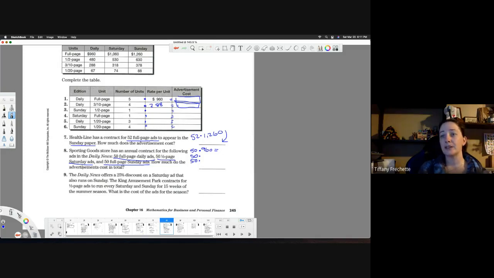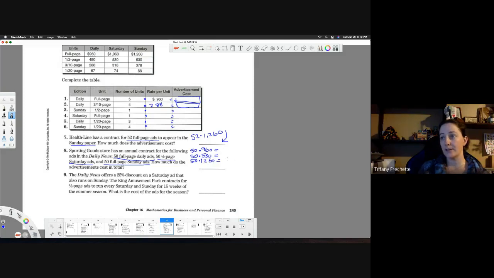50 half page Saturday ads. So we're going to go to the Saturday column, and we're going to go to the half page row here. So $5.30. We're going to multiply by 50, and that'll tell us how much it costs for our Saturday ads. And then Sunday, so we're going to go to this last column here for Sunday, and they're full page. So we're back at this, 1,260. And that'll tell us how much the Sunday is.